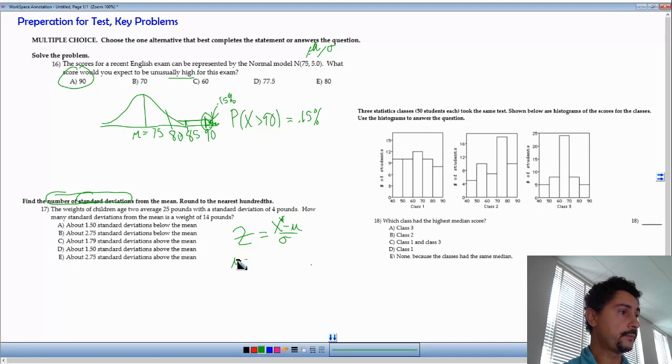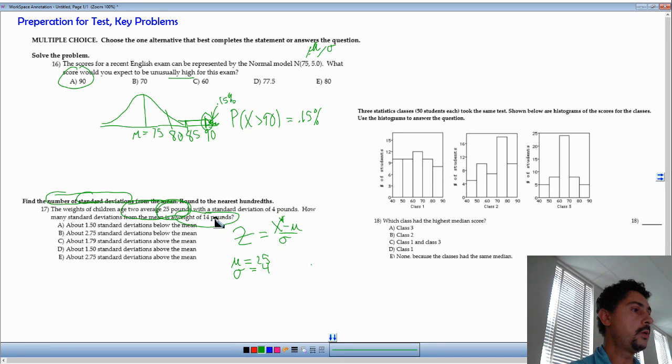So you look at the information and ask, what's the mean? It tells you the weights of children age 2 average 25 pounds. So the mean is 25. The standard deviation is 4 pounds. And this asks how many standard deviations from the mean is a weight of 14 pounds. Oh, wait a minute. That weight represents X star.